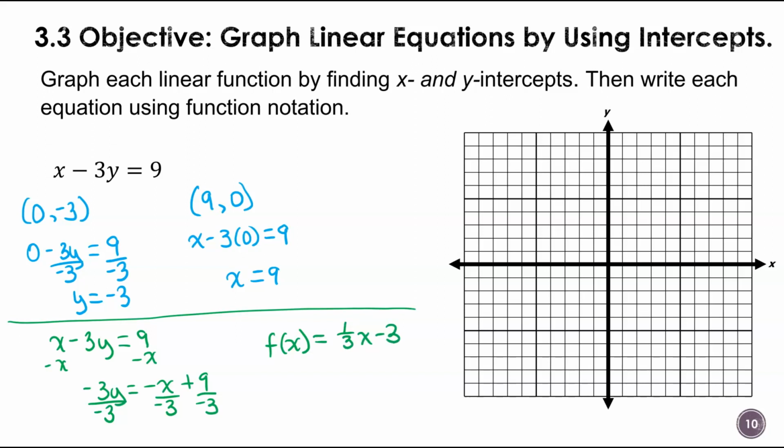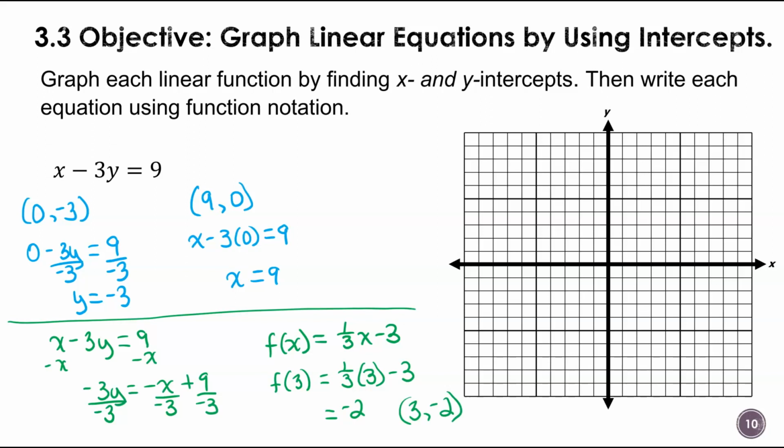Now it's always good when you get your y-intercept at -3, right? That's a good thing. And then I'm going to find another point on this line just as my checkpoint. Let's just use a positive 3. So f of 3 would be 1/3 times 3 minus 3, which is 1 minus 3, is -2. So my ordered pair is 3, -2.